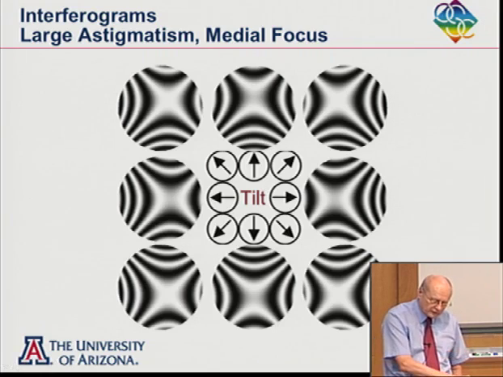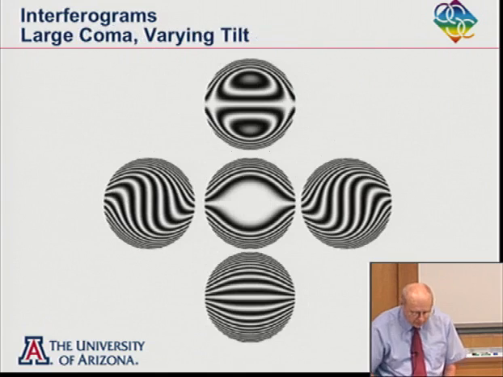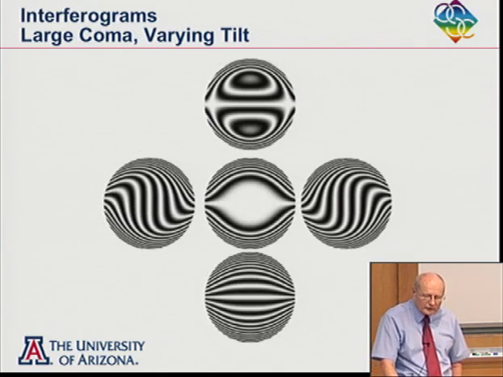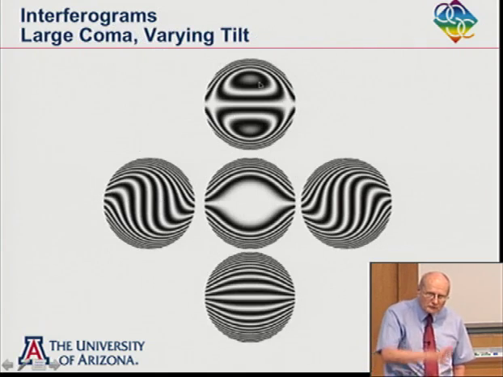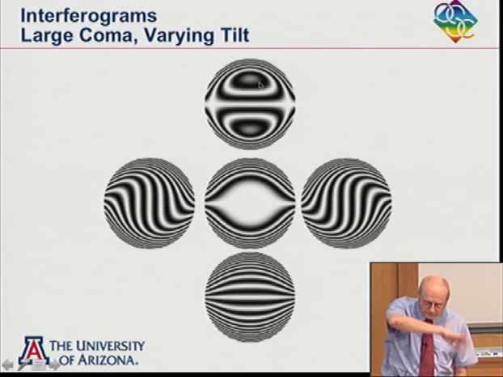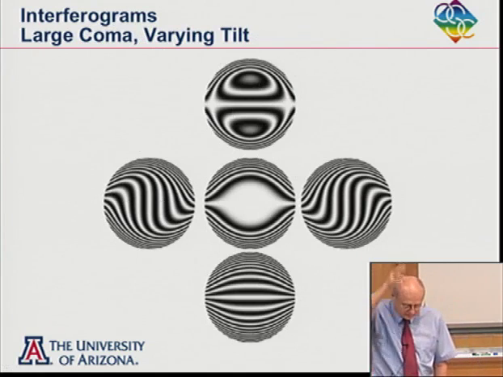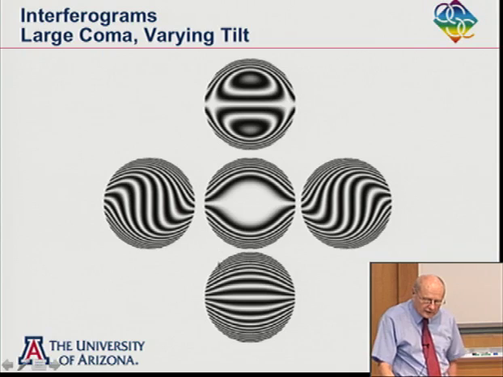So we've had spherical, we had astigmatism, now we need to do coma. So this is now looking at coma. Coma, remember, is a cubic curve, not rotationally symmetric, but a cubic curve. If we have no tilt, we get something like this. And if I introduce tilt in a horizontal direction, I get these fringes that look kind of S-shaped. You always see S-shaped fringes with coma.